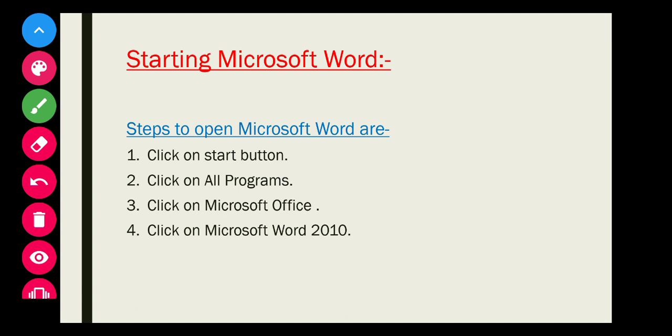Next, after this you will click on which option? Click on Microsoft Office option. Then the last option that you will click is click on Microsoft Word 2010. So these 4 steps we have to follow to open our Microsoft Word application. The first is click on start button, then go to all programs, then go to Microsoft Office, and then at the last click on Microsoft Word 2010.